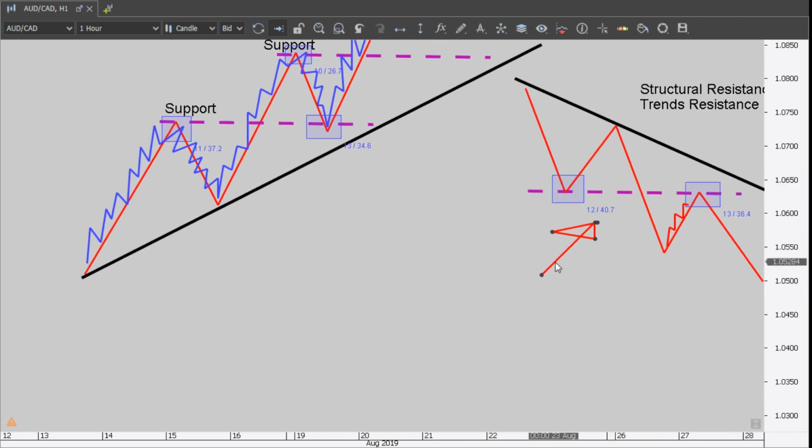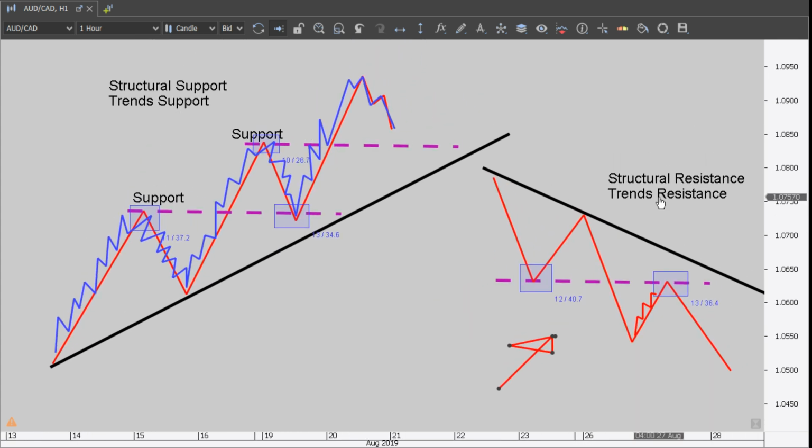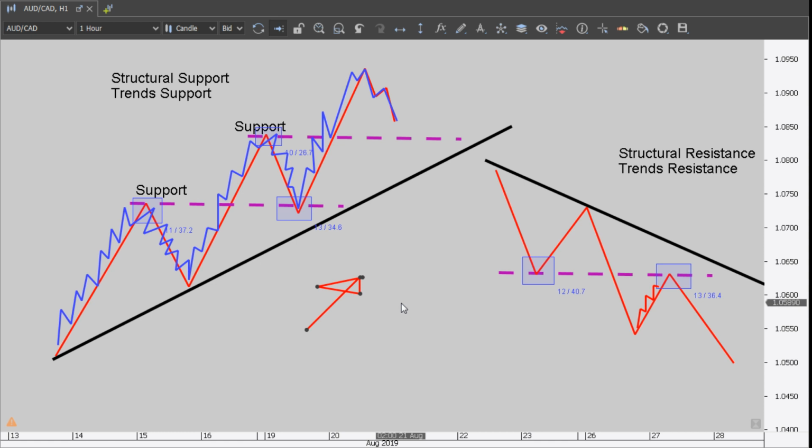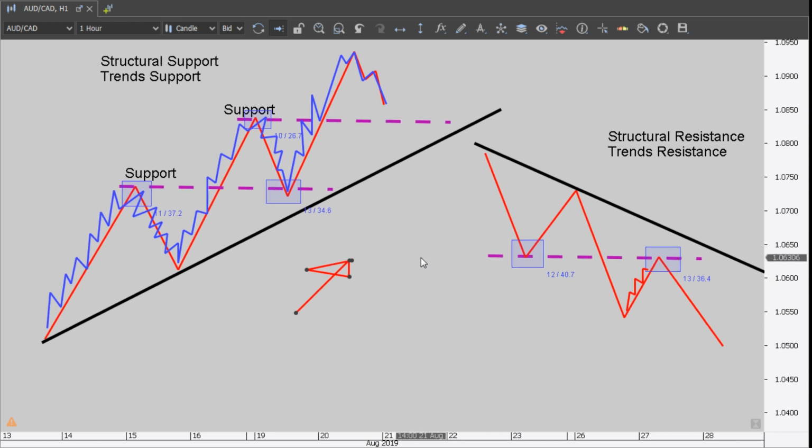Okay, resistance and support. Nothing so complicated, right? And this happens on all time frames, right? We learned that we have structure and short-term trends on all time frames, on all currency pairs, right? So this is support, this is resistance.